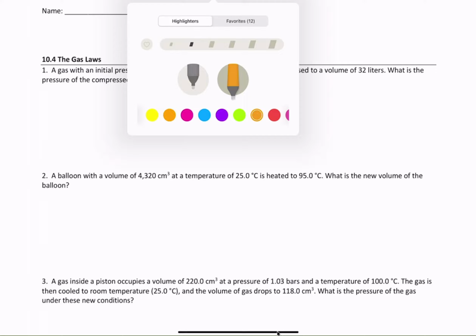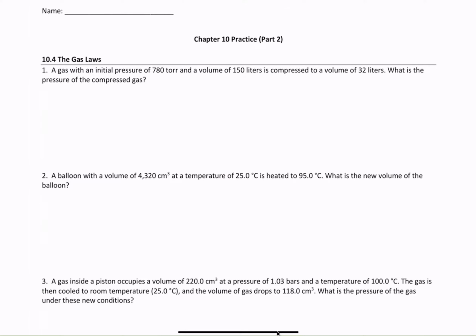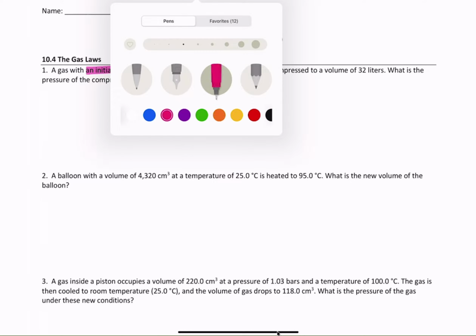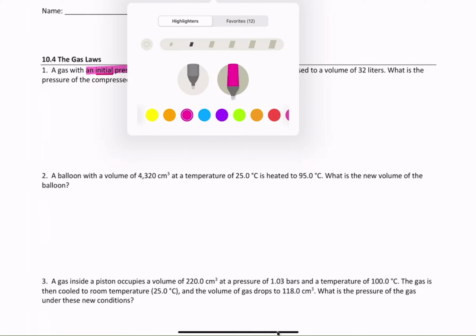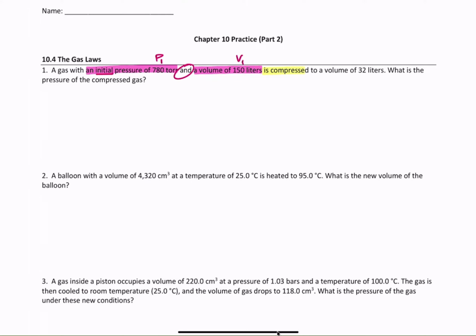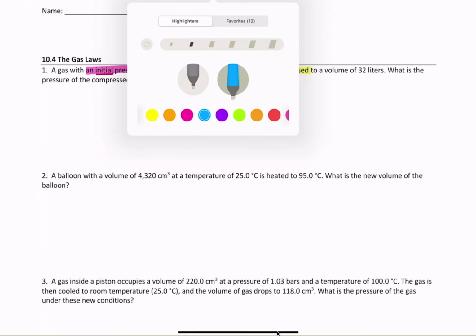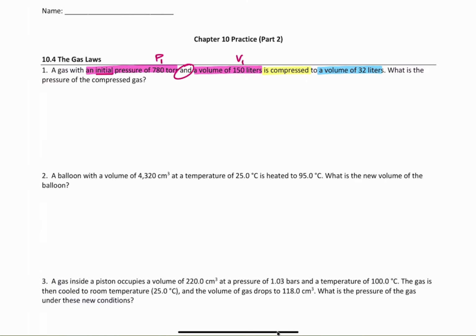A gas with an initial pressure of 780 torr, so that's going to be your P1, and a volume of 150 liters, that's going to be your V1, P being the symbol for pressure and V being the symbol for the volume, and we are in the initial state. We apply a change. So what change is applied? It's compressed to a volume of 32 liters.